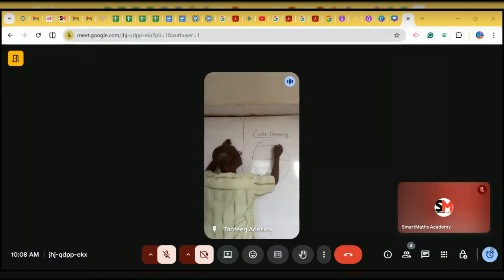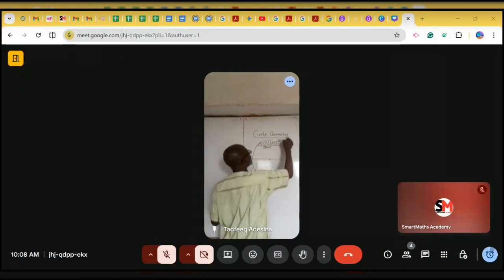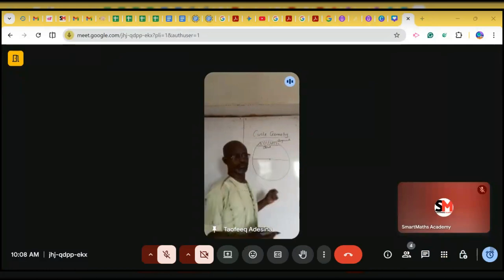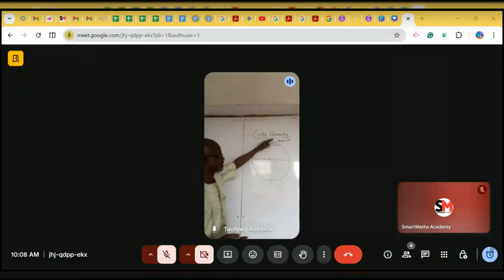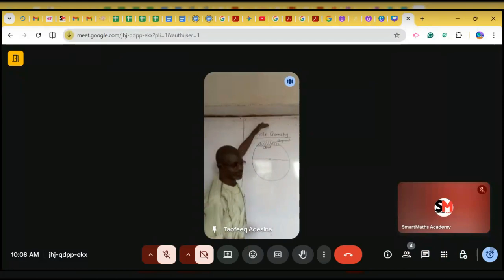If I draw a line here from one part of the circumference to the other part, then we call it a chord. This is a chord. If I shade this part, then we call it a segment. A chord divides a circle into two segments: minor segment and major segment.